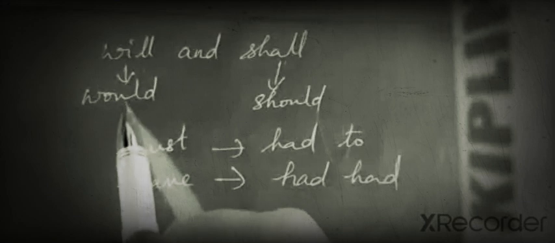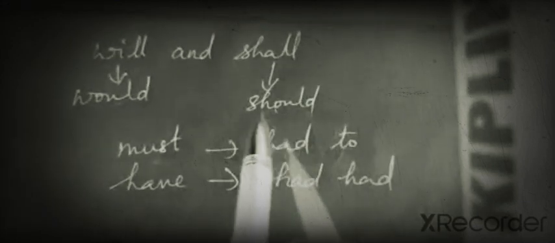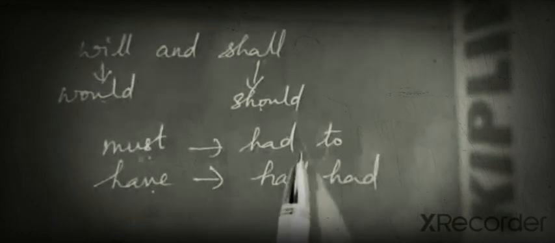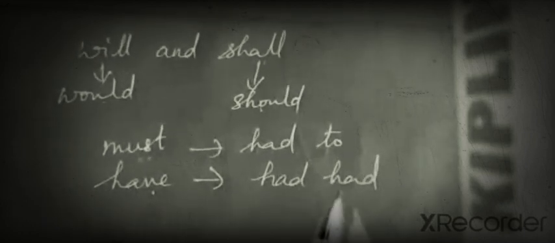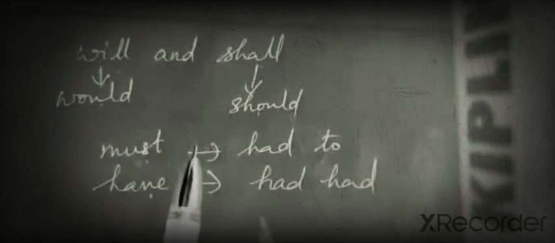Okay, so these are the changes. Will and shall. Will changes to would in indirect speech. Shall changes to should in indirect speech. Then change of must and have. Must changes to had to. Have changes to had. You can just go through your language text. The examples are already there in the language text. I will just discuss one.